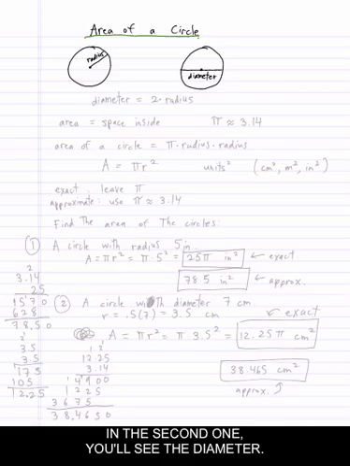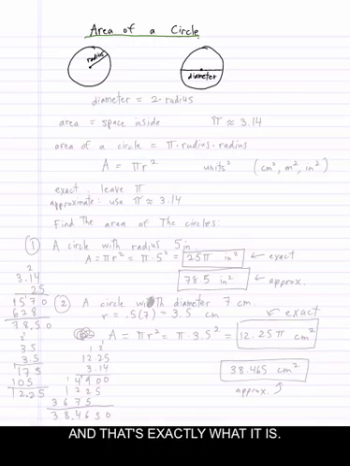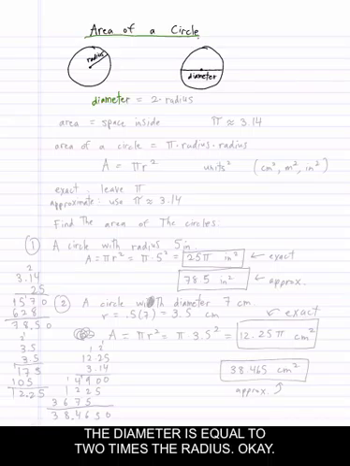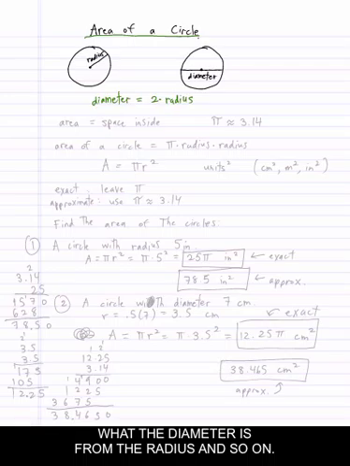In the second one, you'll see the diameter. Now, you'll notice the diameter just looks like two radii stuck together, and that's exactly what it is. The diameter is equal to 2 times the radius. So we can use that relationship in order to figure out what the diameter is from the radius and so on.